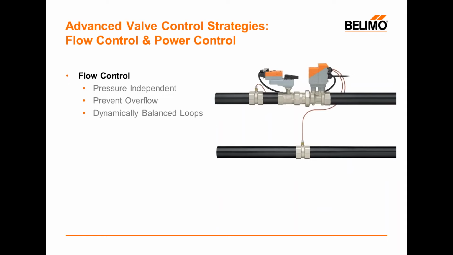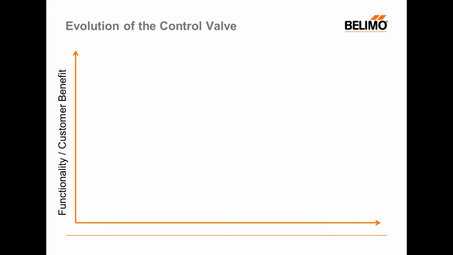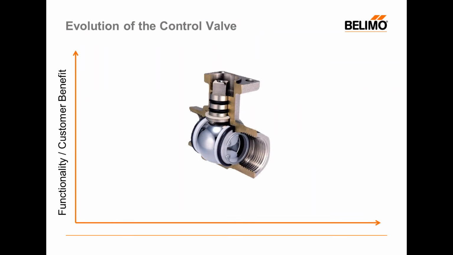So if we take a look at a few points we talked about in regards to flow control, they're fully pressure independent, they're preventing overflow, they're dynamically balancing your loops. The Belimo Energy Valve has the ability to operate in flow control mode. In fact, it is by far the most common control strategy employed by the Belimo Energy Valve. But there's a second one, and I think we should take a look at it because it's quite interesting.